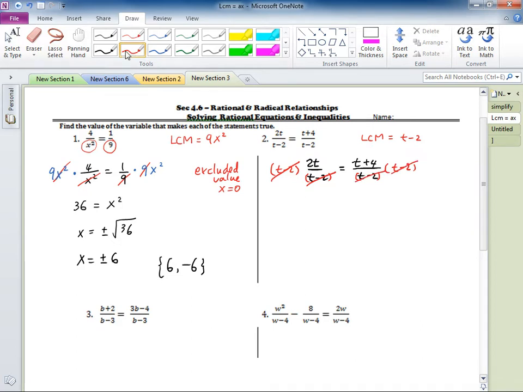Alright, so let's compare it. What do I have now? 2t equals t plus 4. Now let's do the linear equation. Subtract t from both sides. So t is going to be 4. So my solution is 4. Can you check the excluded value just in case? The excluded value is going to be 2. I don't have 2, so that's fine. So that is my solution.